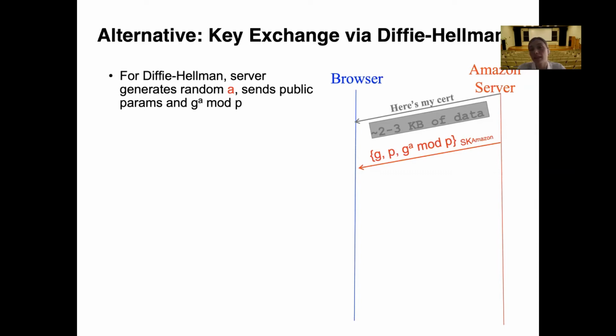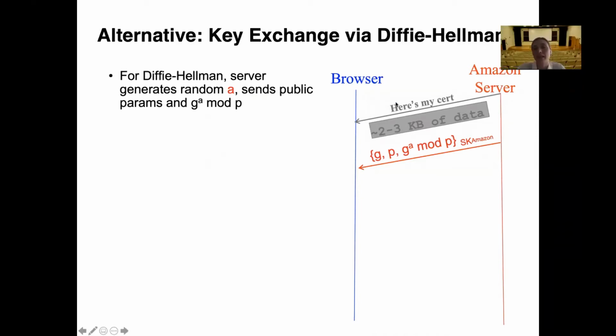Anybody have ideas? Maybe raise your hand. Nicholas? The browser already has the public key from the Amazon server from the cert that it just sent, and it can verify that that certificate is legitimate for, say, Amazon.com. So it can just verify the certificate. It can just verify the signature on the Diffie-Hellman parameters sent by the Amazon server signed with their secret key.